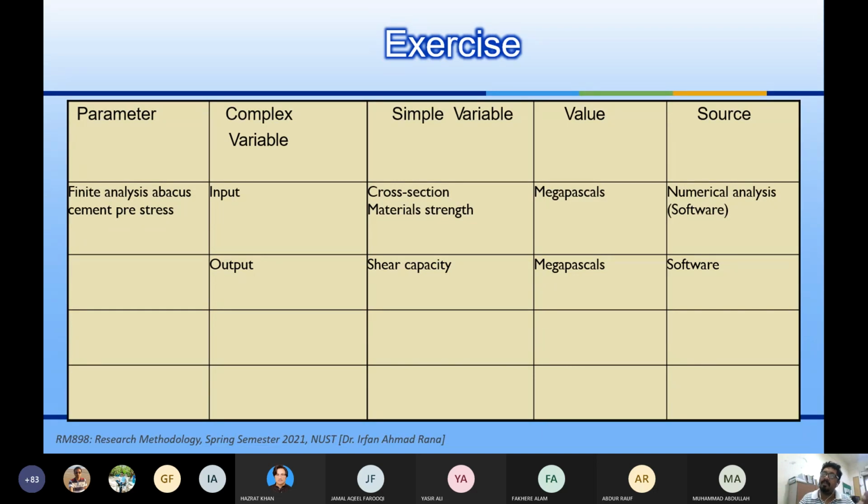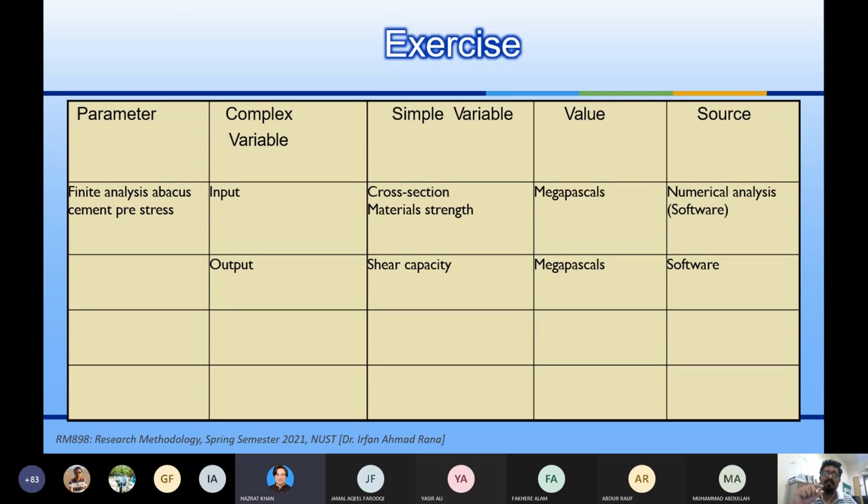So for that purpose, you need to write down values, because that value or data type will govern your analysis. They will govern your statistical analysis. So that is why value is important. But your question is very valid.